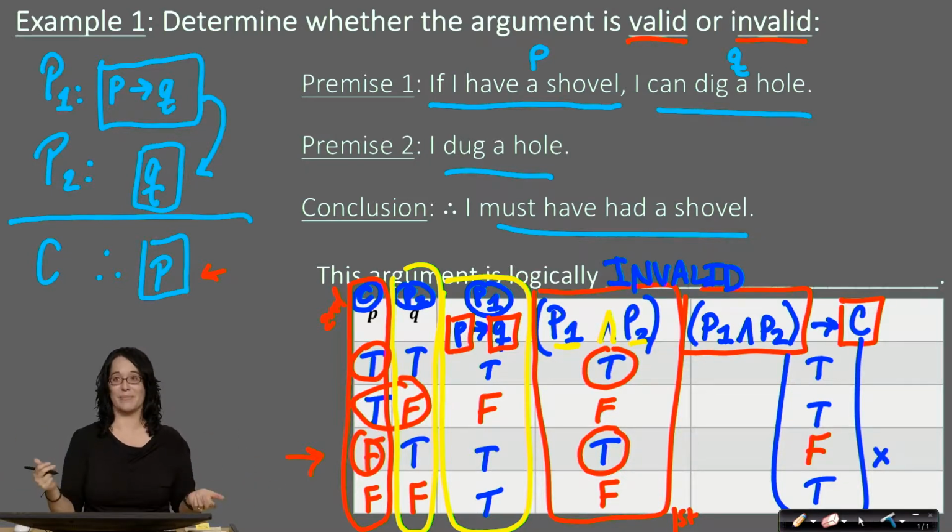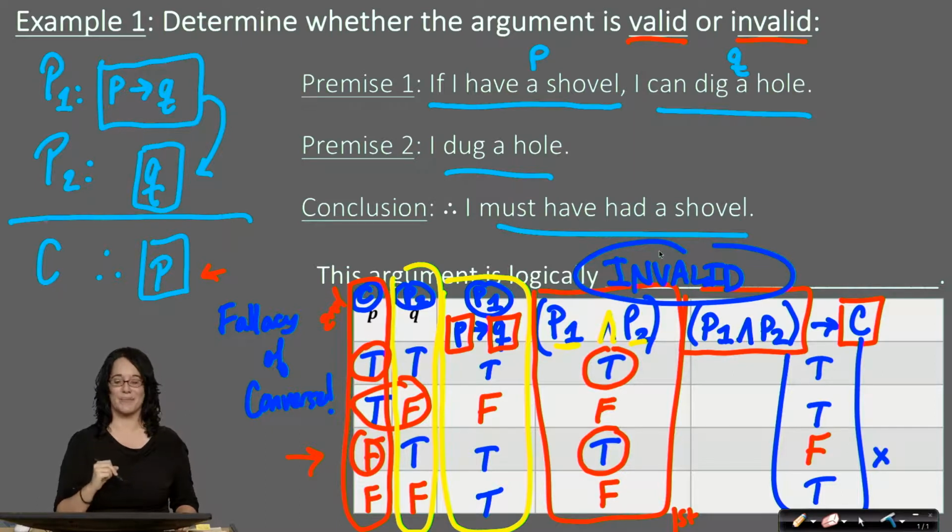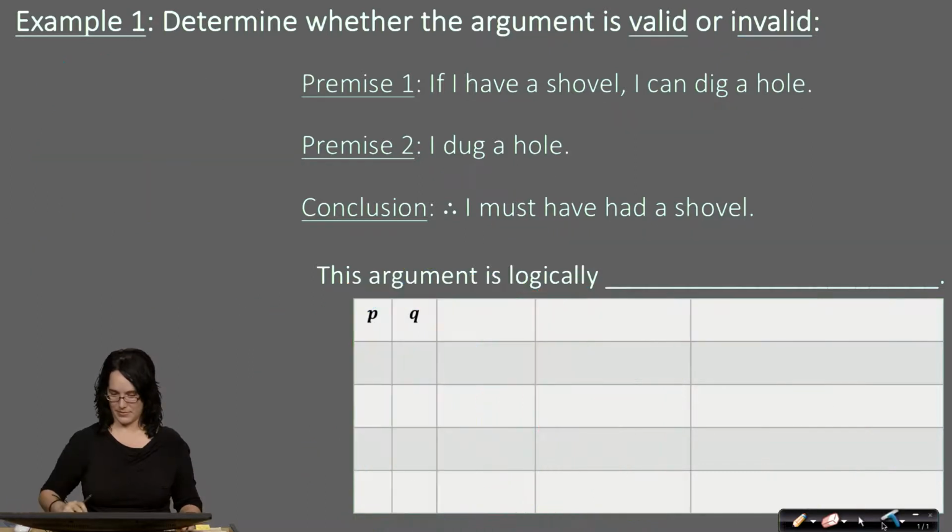And that would be the same thing that we would have seen if we had noticed that this was the fallacy of the converse. And that would have saved you a lot of time, right? So this is another way you would have known that we had an invalid argument. Okay, when you think you're good with this one, try the next one on your own.